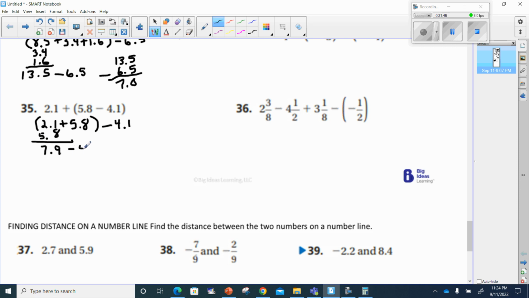minus 4.1. When my signs are different, I find the difference, which means I take this big number, I minus this small number, and I keep the sign of the big number. 9 minus 1 is 8, 7 minus 4 is 3, 3.8 should be my answer.